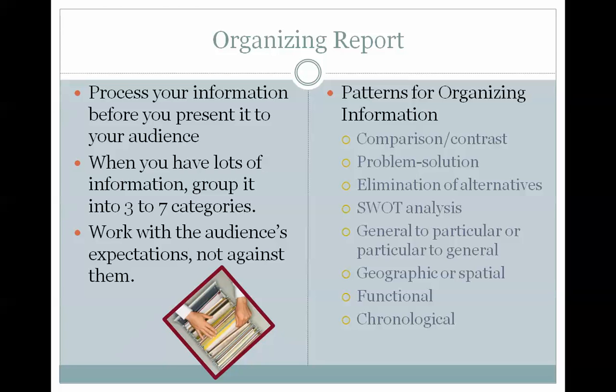If you want to arrange your information so that it will be the most useful for your audience, the following guidelines will help. The first is to process your information before you present it to your audience. The order in which you first became aware of the information is generally not the best order for the audience. Secondly, when you have a lot of information, group them into 3 to 7 categories. The average person's short-term memory can only hold 7 chunks, though these chunks can be of any size. So with this, it helps your reader by grouping information into categories. Lastly, you need to work with the audience's expectations and not against them. Introduce the ideas in the overview in the order in which you discuss them.